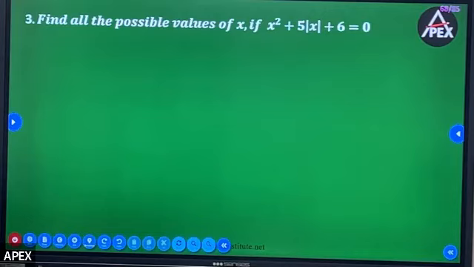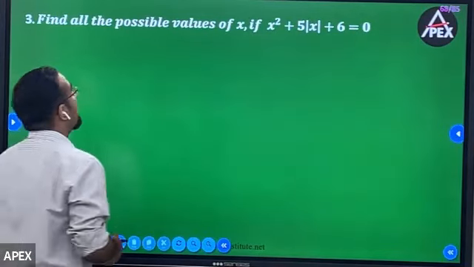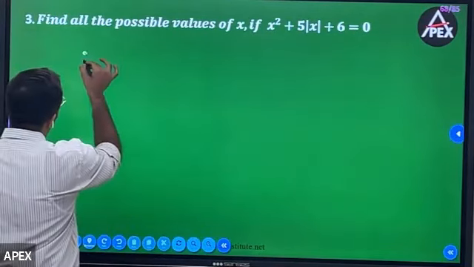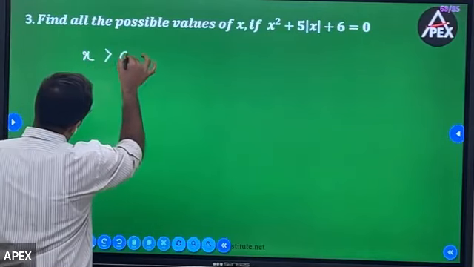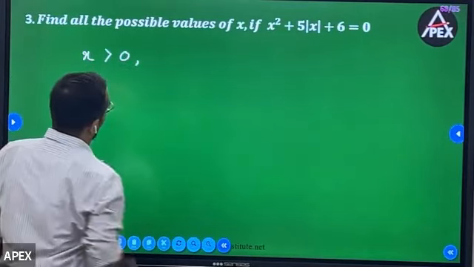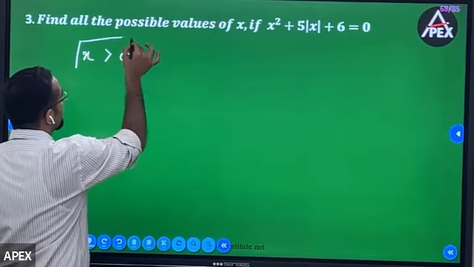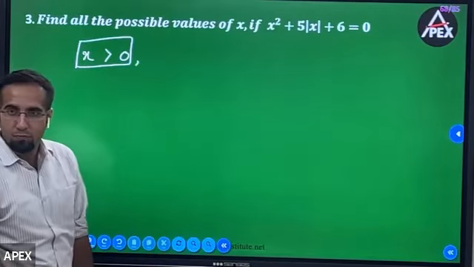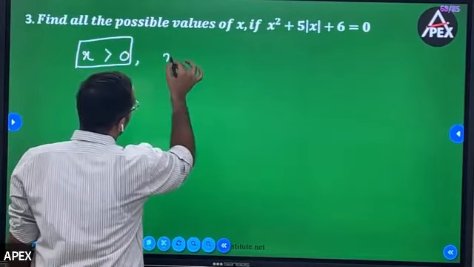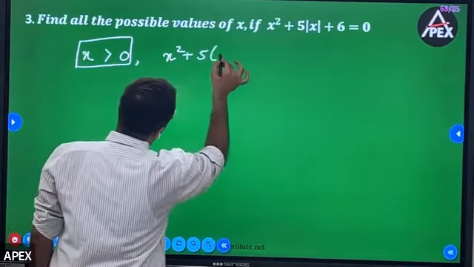You'll have 0 values of x satisfying the equation, or no value of x. Let's understand why no value of x. Again, I repeat, do not get trapped. This is where the concept of modulus goes for a trap. My underlying condition is x should be greater than 0. If x is greater than 0, mod x will be just x only.